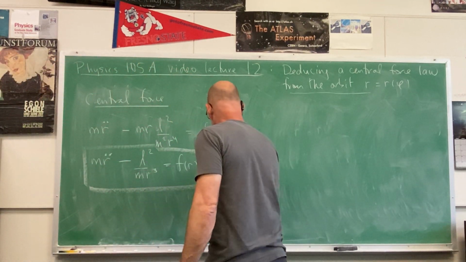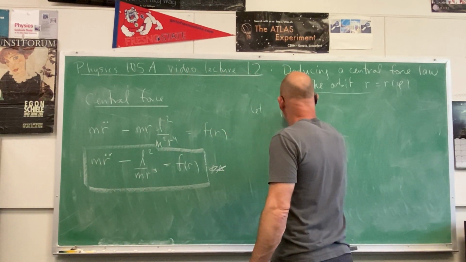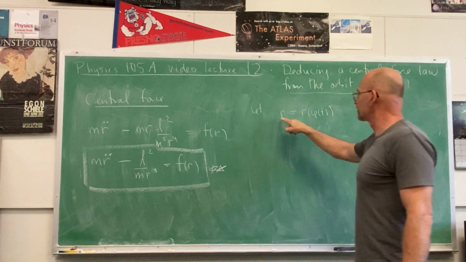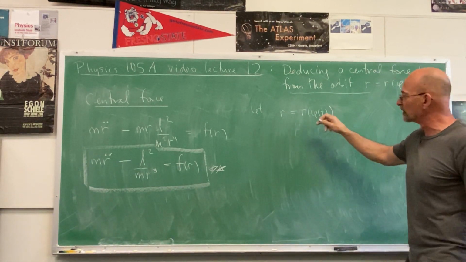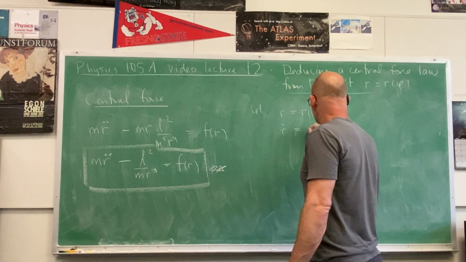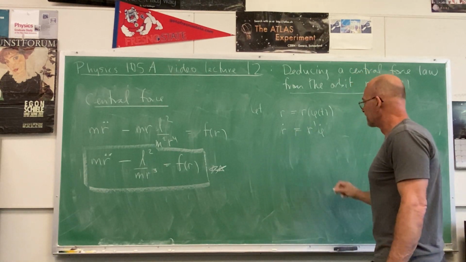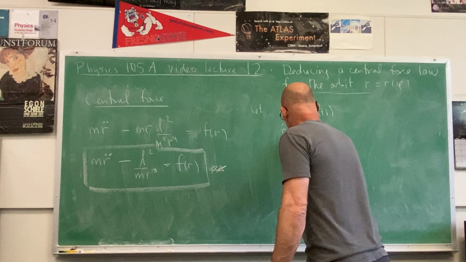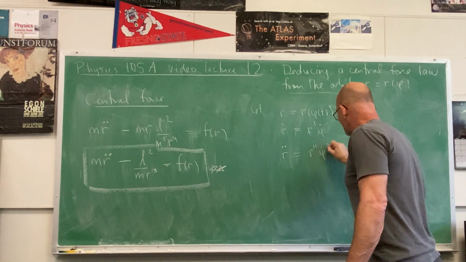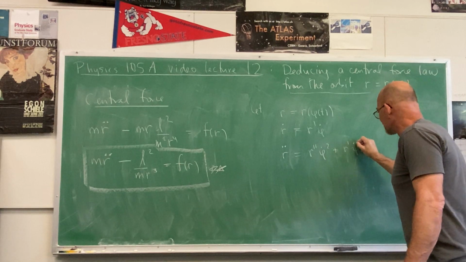So in order to deal with this expression, this equation here, what we're going to do is look at R equal to R of phi of t. So this is R of t, R of phi of t, and we have some chain rules. We can have R dot equal to R prime phi dot, and R second derivative equal to R double prime phi dot squared plus R prime phi double dot.